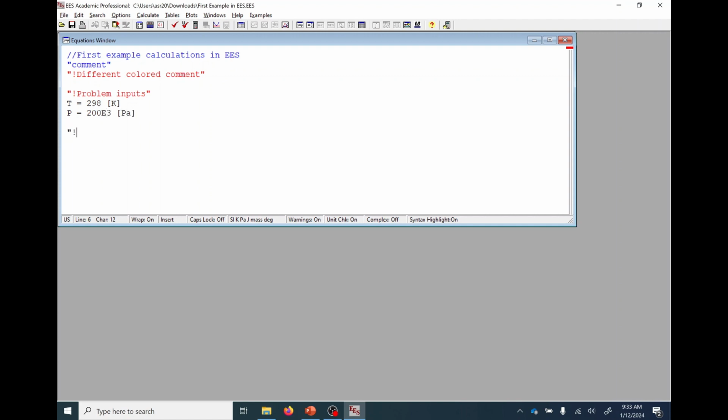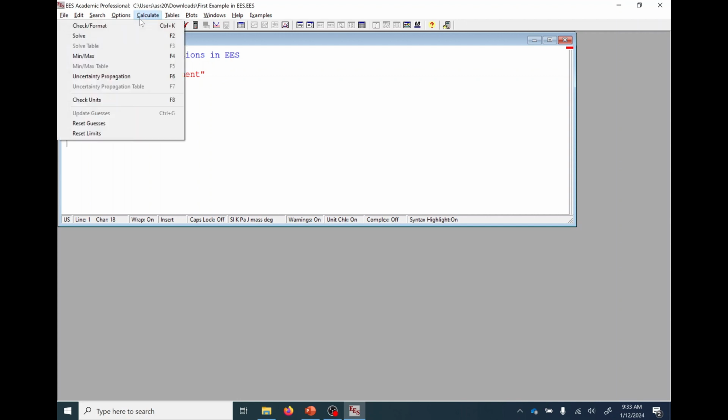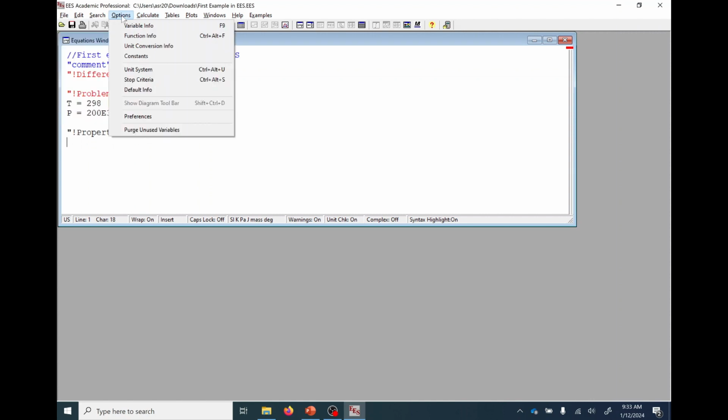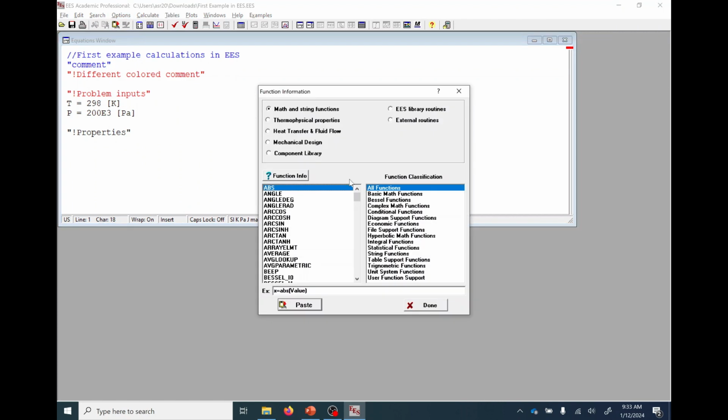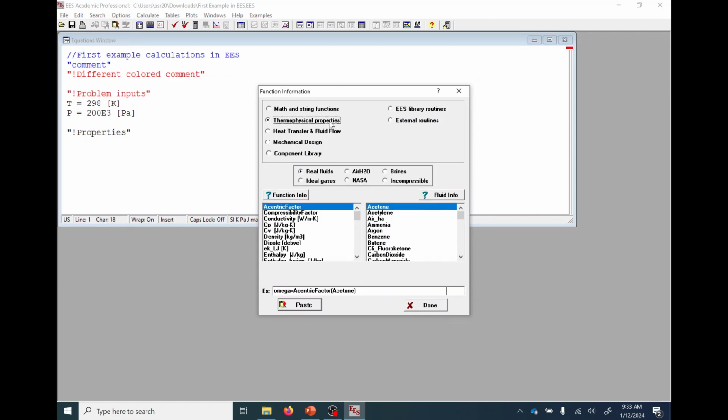And then let's say now I want to calculate some properties of this water. So let's say I want to know what the density of that water is at that temperature. So what I can do is, if I know the functions, I can just plug those in right away. But also I can go to options, function info, and I can then look up my thermophysical property functions. And let's say I'm interested in properties of water here, and now I want to get the density.